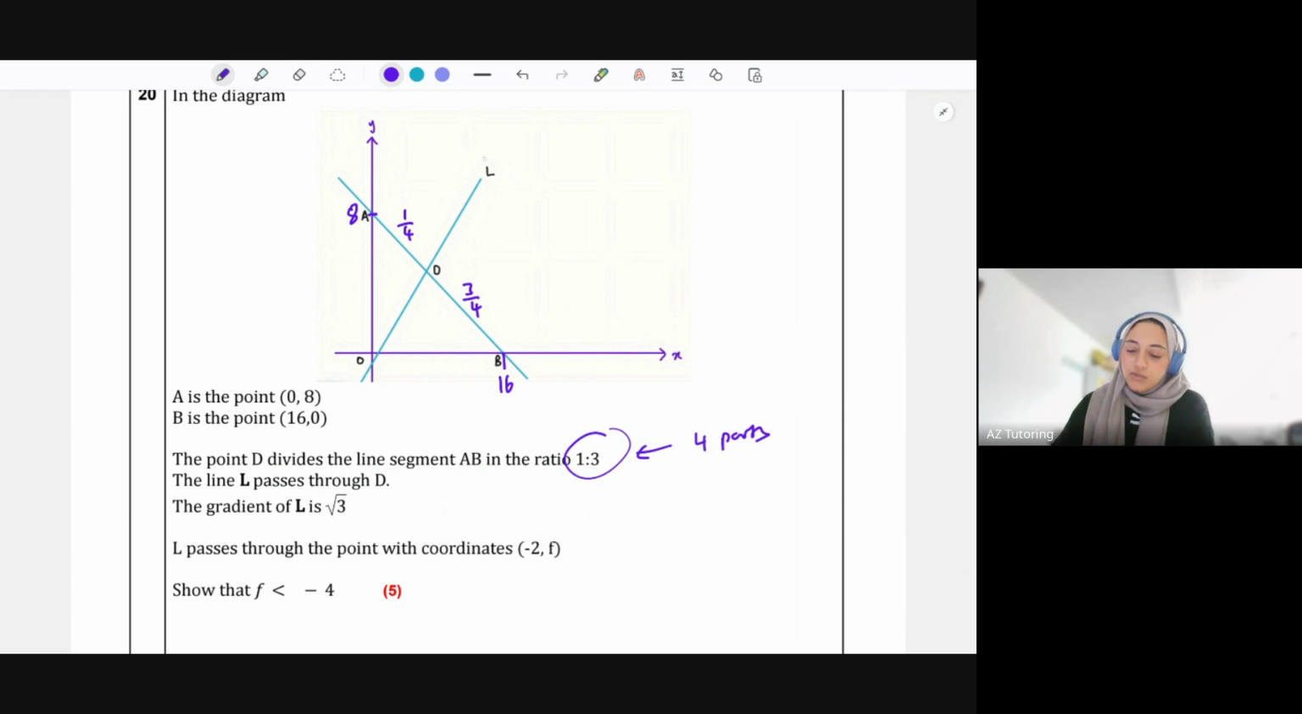Line L passes through D, which I can see here. Here's line L. It says the gradient of L is √3. Okay, that's fine. Let me just label the diagram. So the gradient of this is √3. L passes through the point with coordinates (-2, f). So -2 is back here, f. So this line down here is going to cross (-2, f), somewhere down there on L. And it says show that f is less than -4.